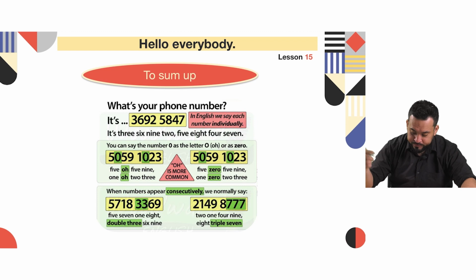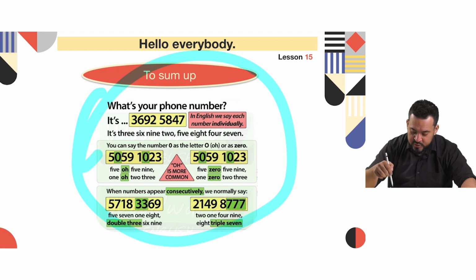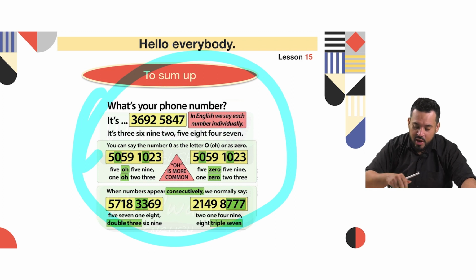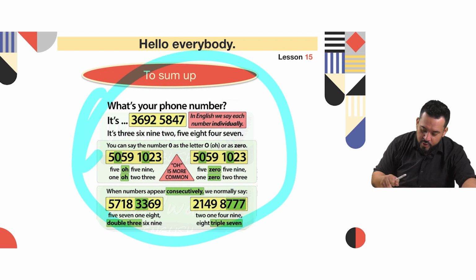To sum up, this is how you say your phone numbers, and you pronounce each number individually. If you have a 0, you say an O. If you have two of the same numbers after each other, you say double. If you have three of the same numbers, you say triple, and you are all set with phone numbers.